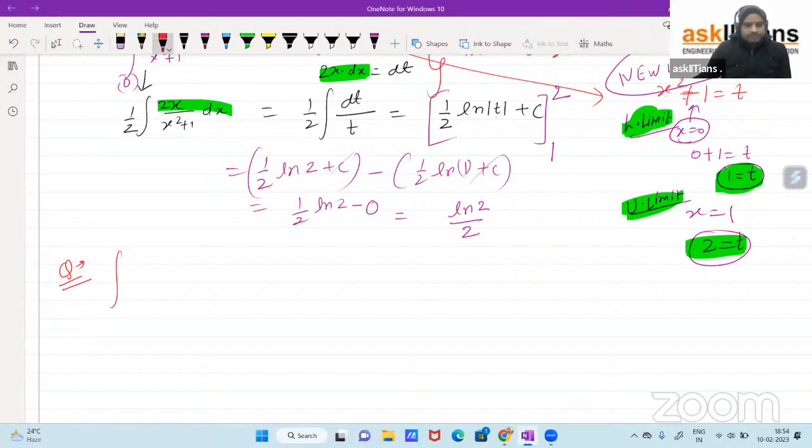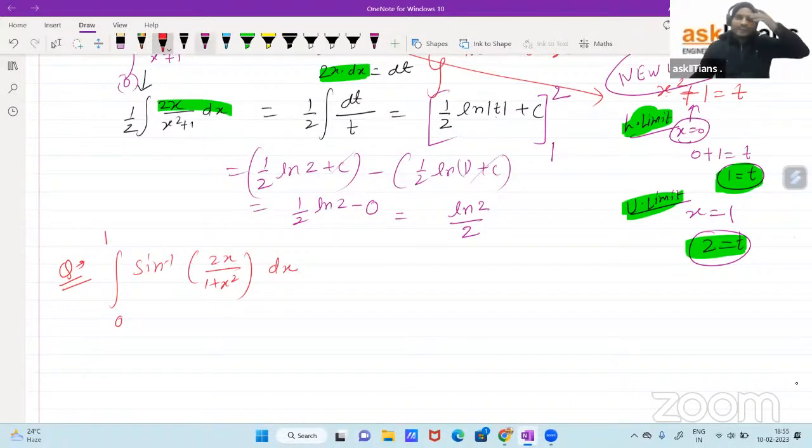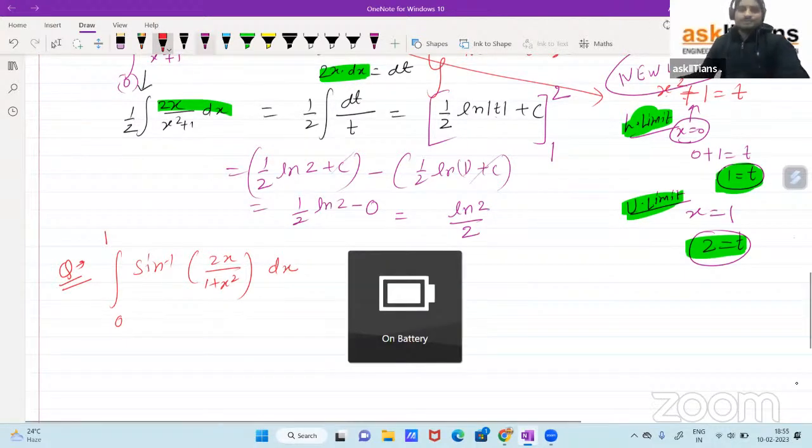Next type of substitution: this is the integral of sine inverse of 2x divided by 1 plus x square dx, with limits from 0 to 1. So it's very hard to integrate it in this form. It's very hard. Yes or no?